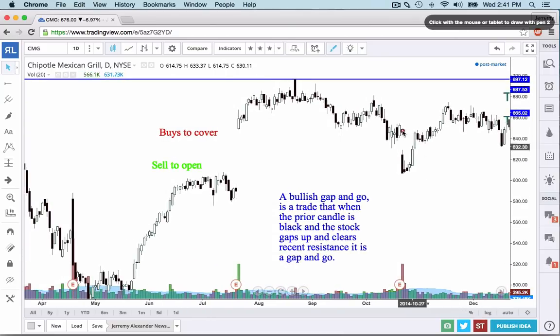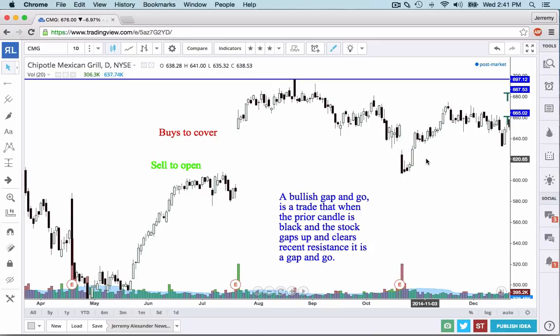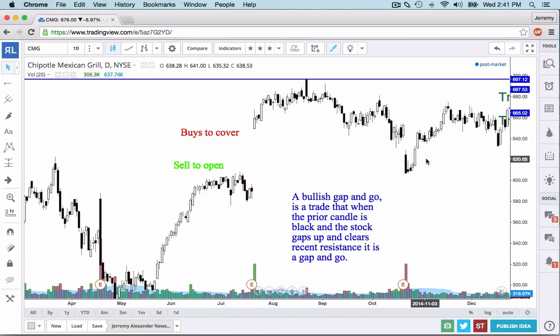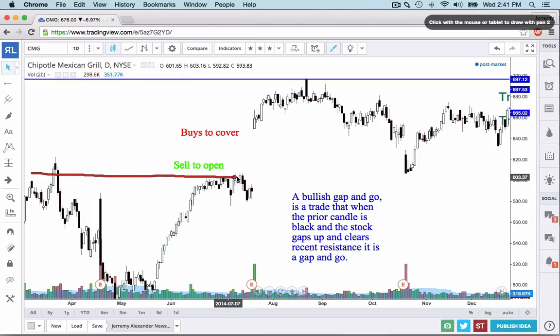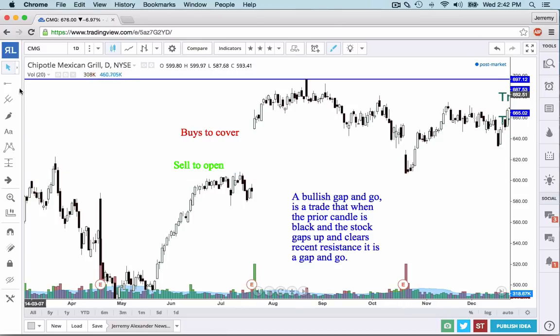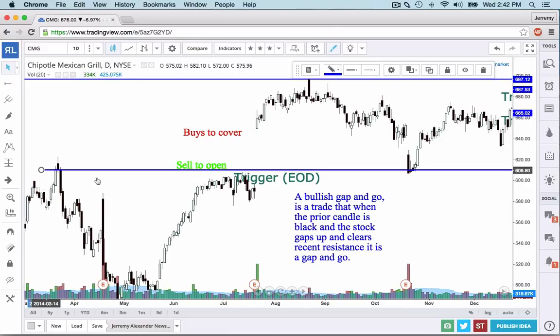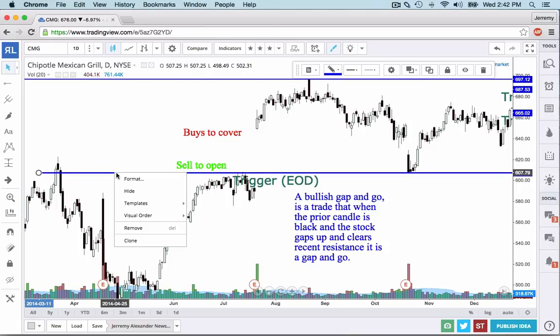Now notice, as I said earlier, this gap right here was also a bearish gap and go. And it is, but there was one difference in that gap and one of the reasons it didn't work out. Remember that red line I just drew in here a moment ago? Check it out. I'm going to have the software draw a line for me. There we go. There's the exact same resistance.